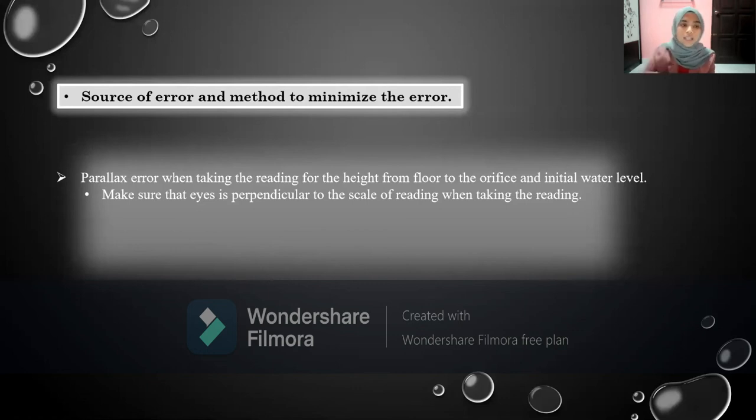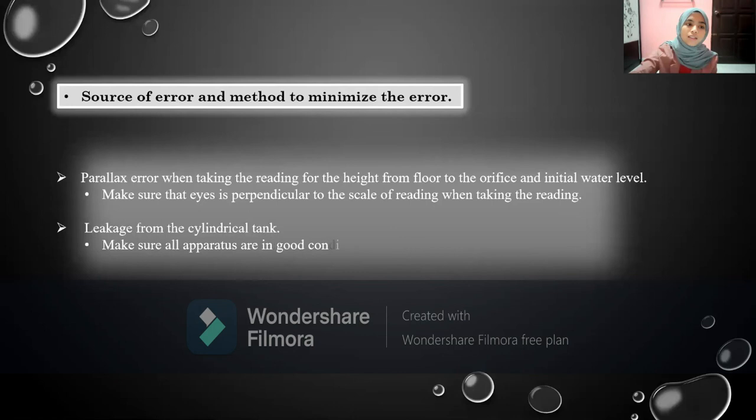Perpendicular here means that when we take the reading, our eyes must be at the same level as the scale of reading. And then the second one is leakage from the cylindrical tank. We know that the leakage will affect the velocity in this experiment. So we must make sure that all apparatus are in good condition before we use them. This means that we need to check first whether the apparatus is good to use or not.